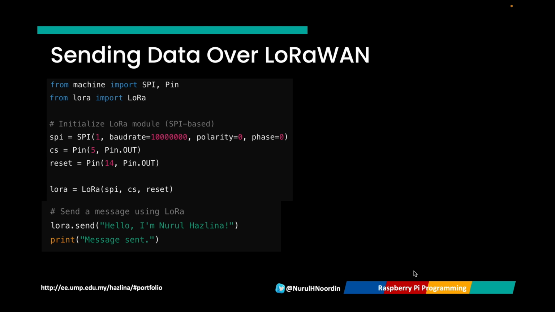LoRa is assigned to LoRa with SPI, CS, and reset. This line creates an instance of the LoRa class, passing the SPI interface and control pins. The LoRa communication is now ready to send and receive data. Once the LoRa module is initialized, you can send and receive messages using commands like LoRa send.